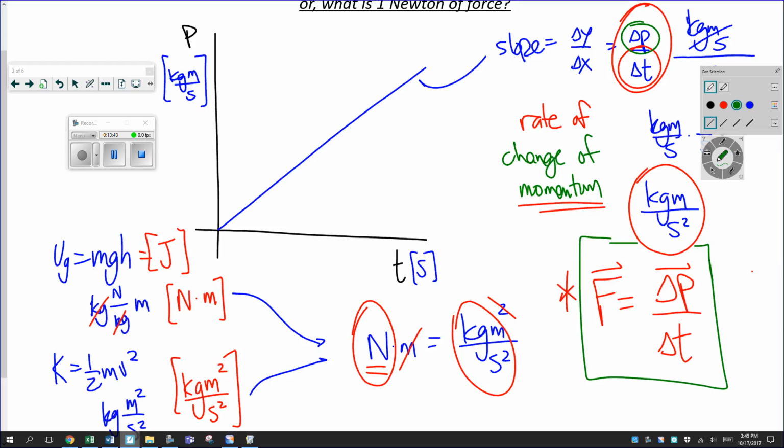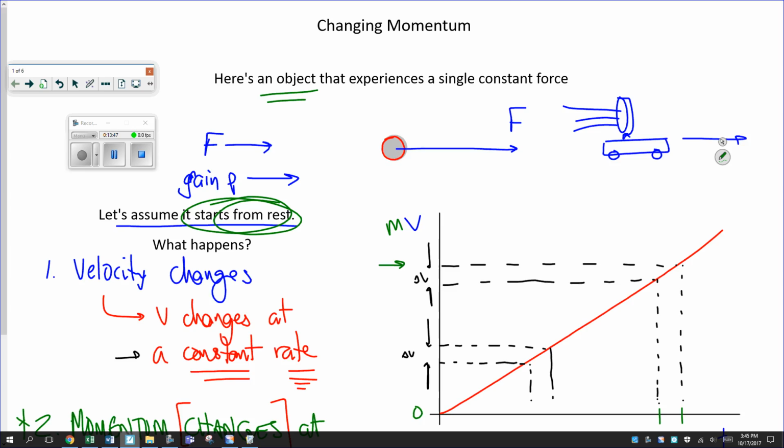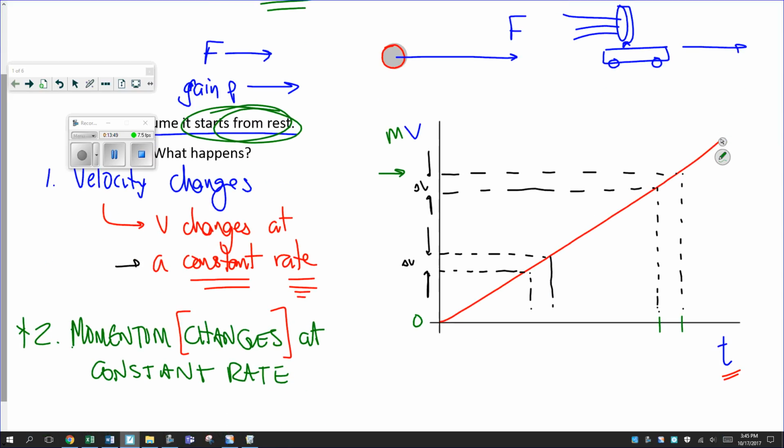All right, I just want to review this. We spent some time looking at a single force. What does that do? Well, it changes momentum at a constant rate. Most of the kids I worked with today got pretty comfortable with that. That force causes that momentum to change at a constant rate.